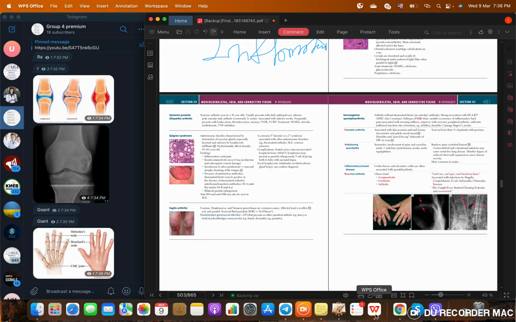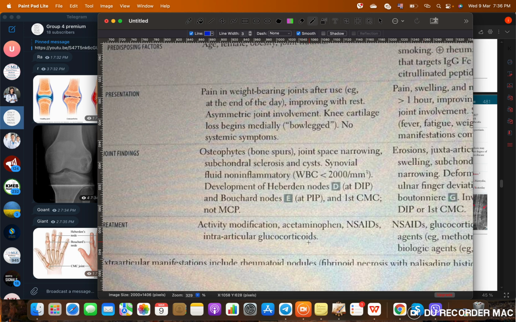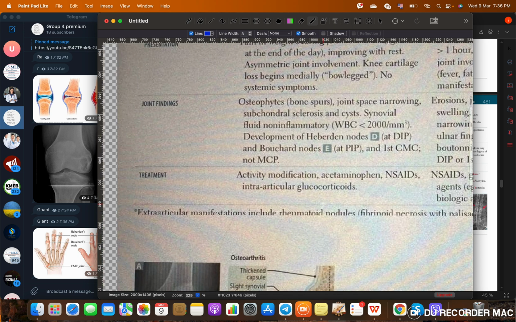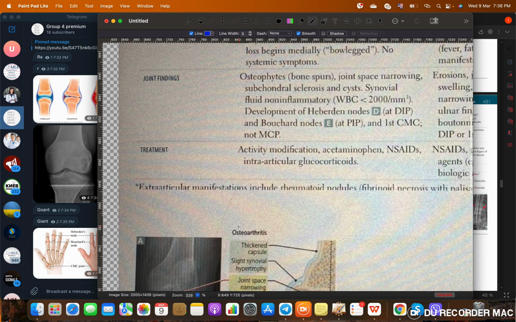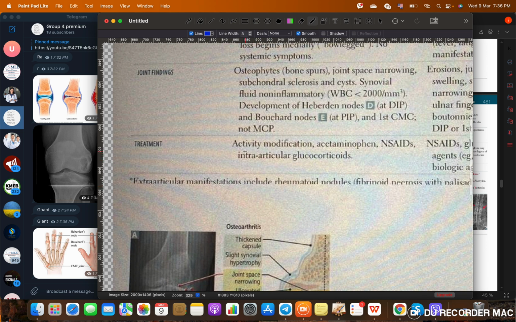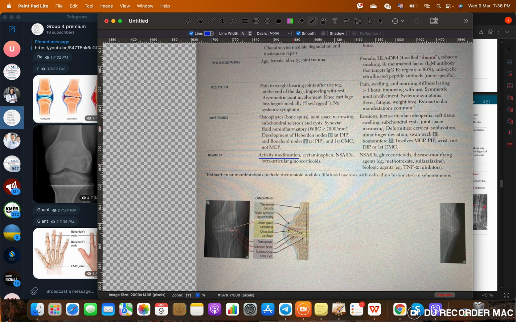Okay, so in case of osteoarthritis, we have involvement in both of them. In case of rheumatoid arthritis, it's going to be only the PIP, okay? Also in osteoarthritis, we have carpometacarpal joint involvement, but no MCP, no knuckle involvement, basically. So the treatment is activity modification. You need to teach the patient to make their muscles stronger. Why? Because if you make the muscle stronger, the pressure on that joint is going to decrease. Acetaminophen, NSAIDs, and intra-articular steroids all will decrease the pain, okay?